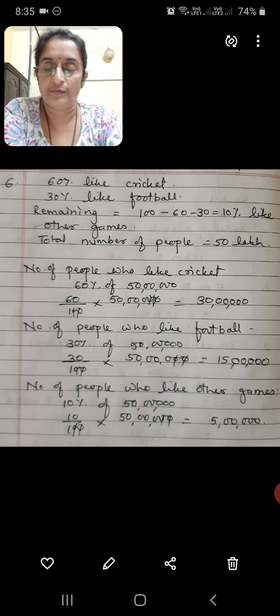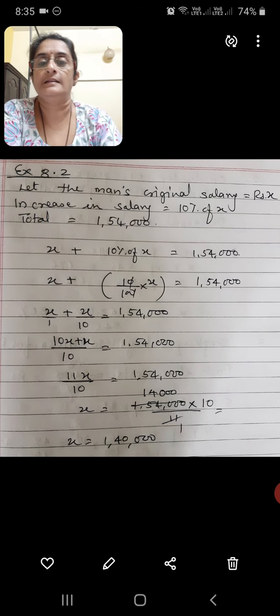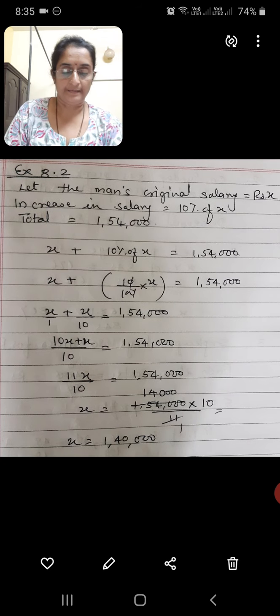Here we end with the first exercise. We'll go to the next exercise. In that we are going to find out the cost price, selling price and tax. Fine. So let us go to the next exercise.